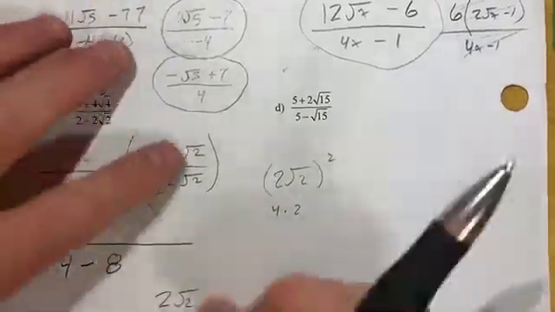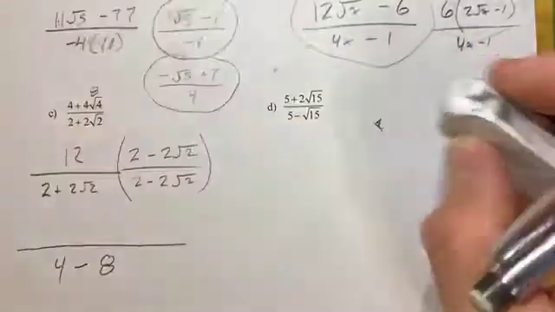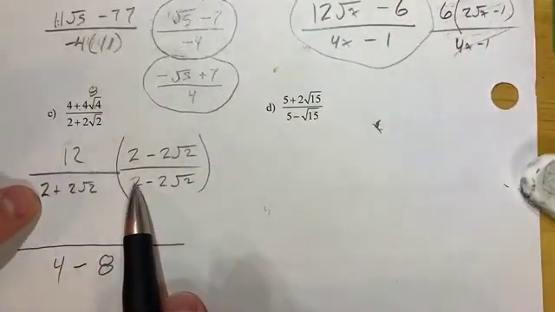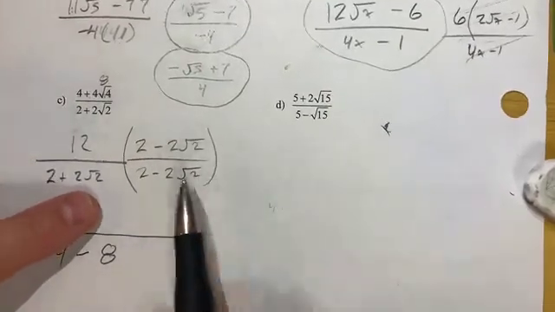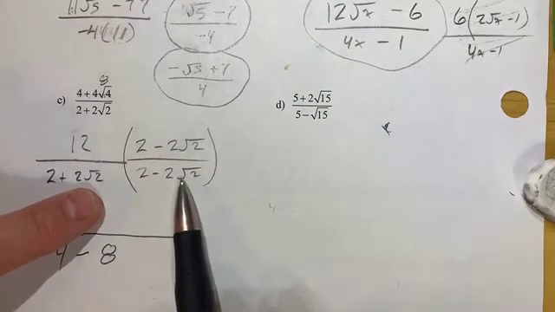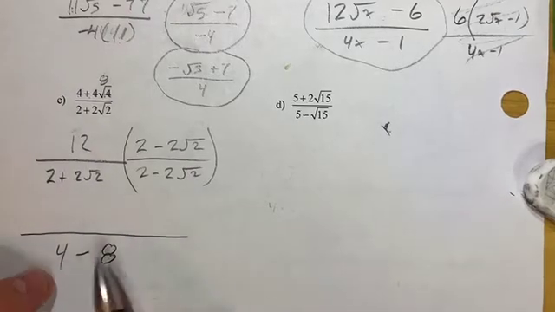Oh, hang on. Let's back that up a little bit here. All right. 2 squared became 4. 2 root 2 squared. And if you're not sure, plug it into a calculator. This is like 2.4 some weird number. When you square it, you get 8. The bottom just became 4 minus 8, which is negative 4.